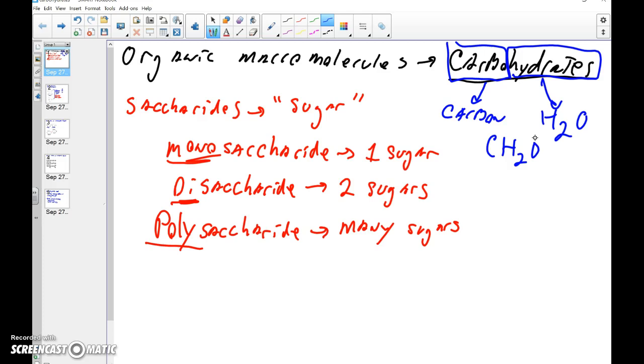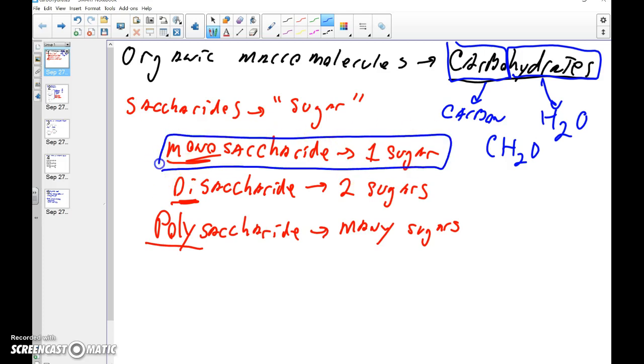So let's start with some of the basics. First off, carbohydrates have a more technical name of saccharides, and saccharide means sugar. So you can refer to a carbohydrate in a multitude of ways. You could say it's a monosaccharide, which means that it's one sugar. And monosaccharides, this one sugar unit, are the monomers for carbohydrates.